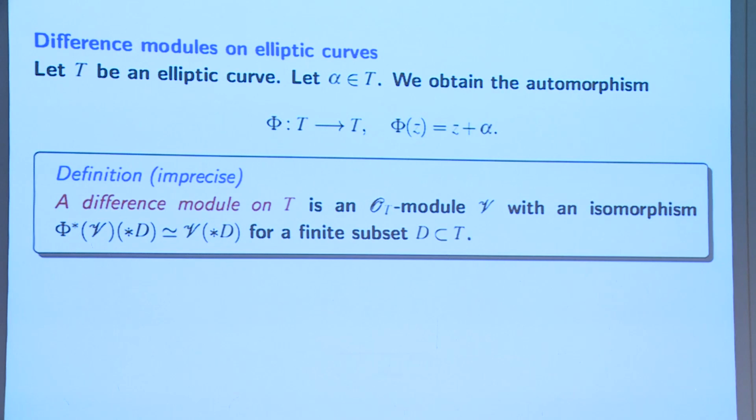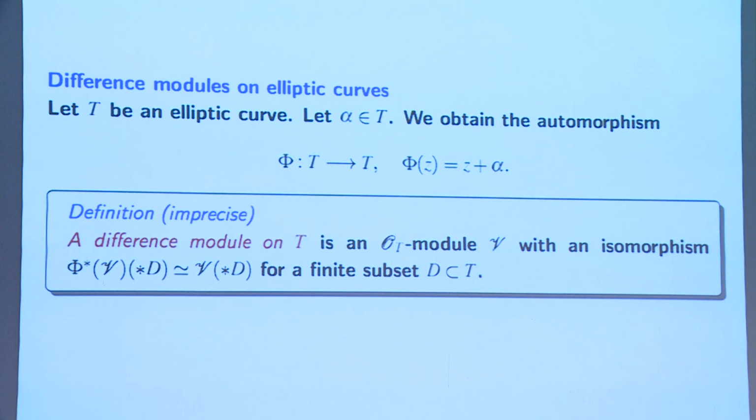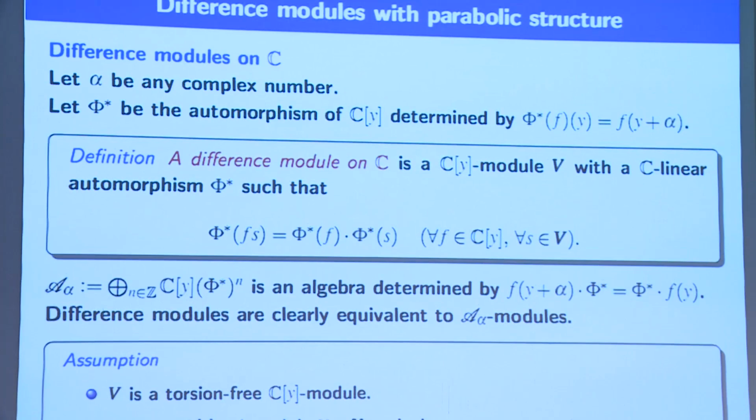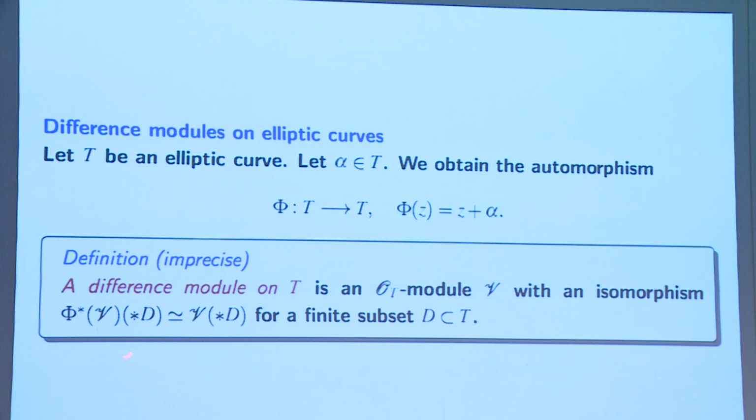And we can also consider difference modules on elliptic curves. So let T denote an elliptic curve, and we take a point alpha of the elliptic curve. Then we obtain the automorphism by shift by alpha. Then a difference module on the elliptic curve T is an O_T-module V equipped with a meromorphic isomorphism between V and the pullback of V.